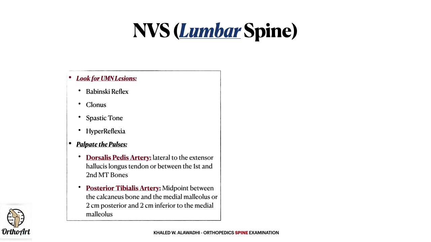Now, the posterior tibial artery is usually at the midpoint between the calcaneus bone of the foot and the medial malleolus. Or sometimes they tell you 2 centimeters posterior and 2 centimeters inferior to the medial malleolus.